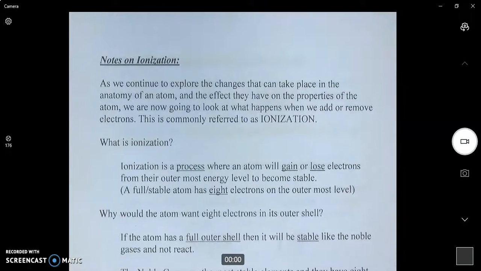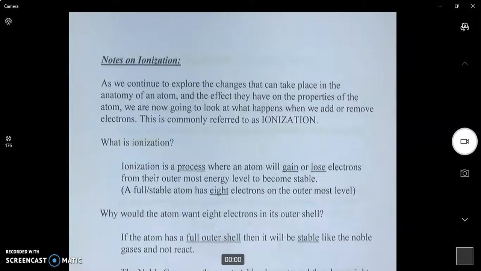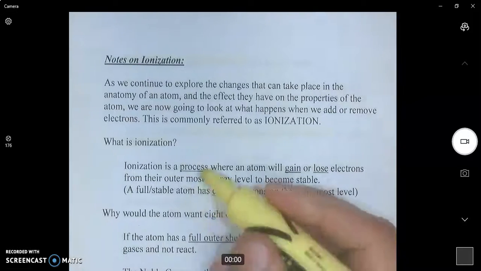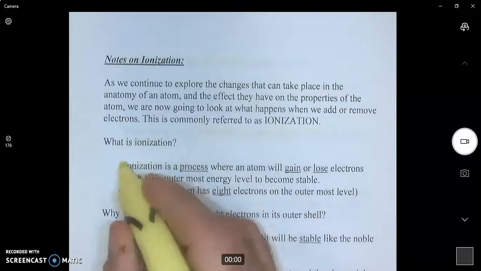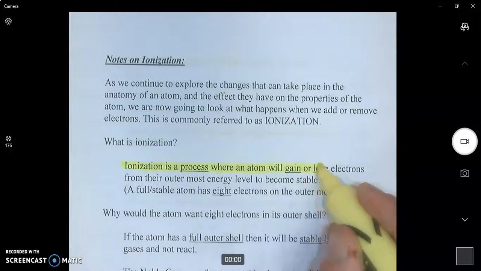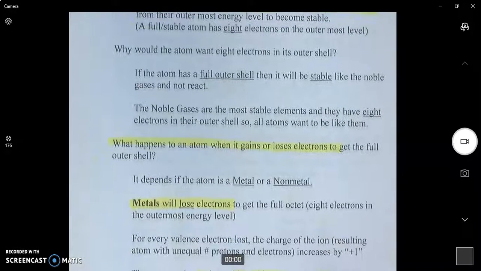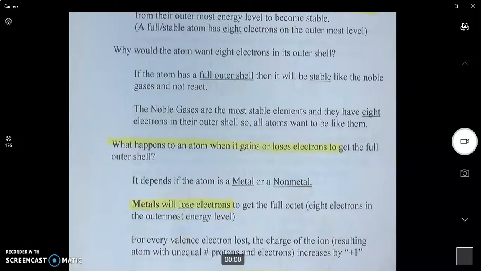Ionization is the second change in the atom. This is where electrons change. If you gain or lose electrons, that happens through a process called ionization. Ionization is defined as a process where electrons are gained or lost. They do this to become stable. When electrons are gained or lost, that creates charges.